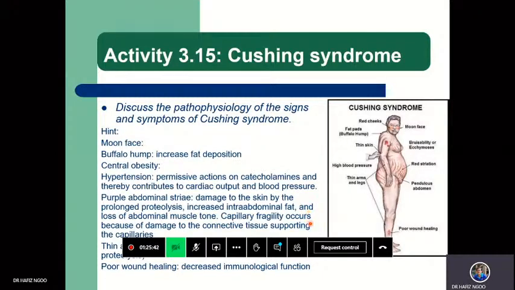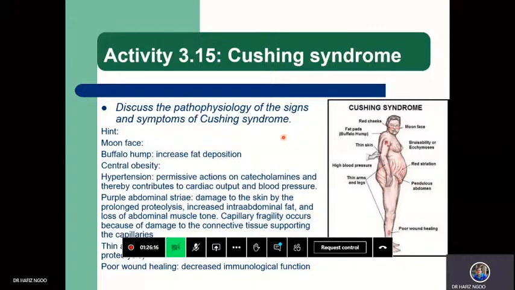activate your adrenal medulla. That will result in an increase in epinephrine and plasma glucose level. This is what we call the fight and flight reaction to prepare your body for increased energy requirement. So we look at the problems of Cushing syndrome. In Cushing syndrome, this is the effect of high cortisol level.